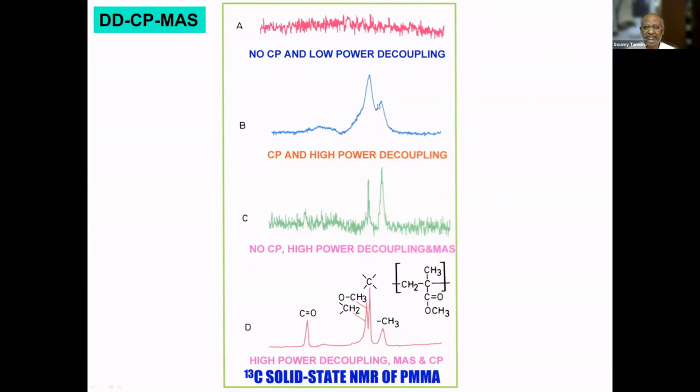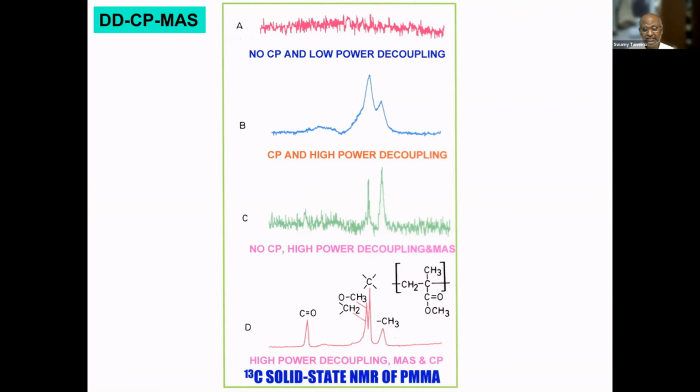You see two signals coming which are still broad, and there appears to be a signal but it is not resolved. Whereas with CP and high power decoupling, these two signals become sharp, but the third signal is not evolving. But when you apply everything, that is dipolar decoupling, cross polarization, and magic angle spinning, you can see a beautiful spectrum coming from all the carbons of the polymethyl methacrylate. It is one of the classic demonstrations of a thermoplastic polymer whose NMR could not be run in solid state earlier.